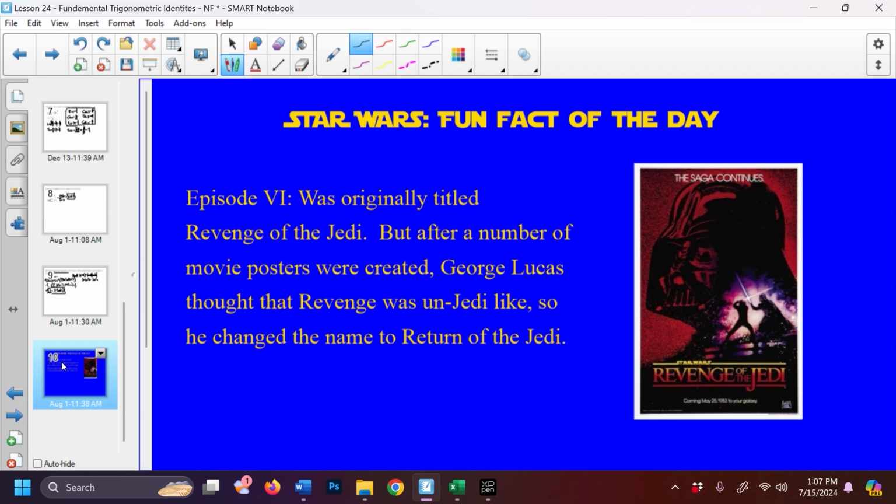Star Wars fun fact of the day. Episode 6 was originally titled Revenge of the Jedi, but after a number of movie posters were created, George Lucas thought that Revenge was very un-Jedi-like. So he changed the name to Return of the Jedi, and clearly the rest is history.